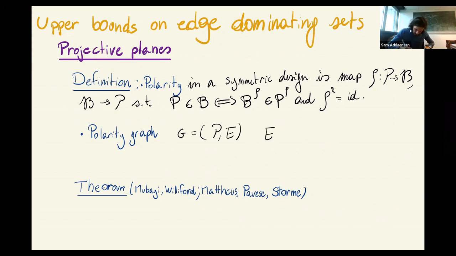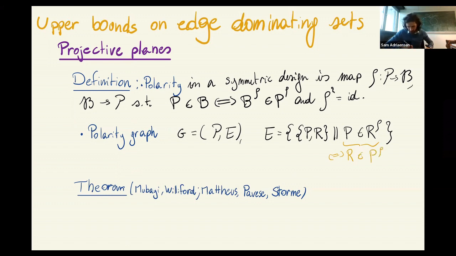Where the edges consist of the pairs of points P and R, such that P is contained in R^ρ. And the nice thing about the polarity is that this holds if and only if R^ρ squared, which is of course just R, is contained in P^ρ. So this is a symmetric graph.